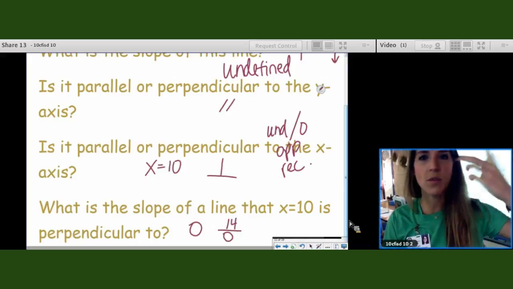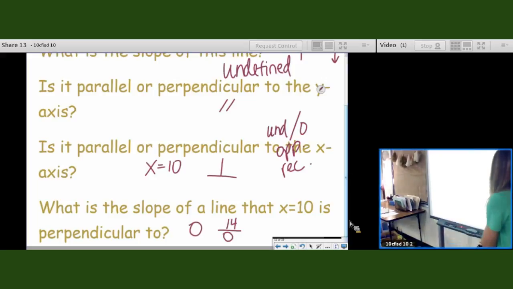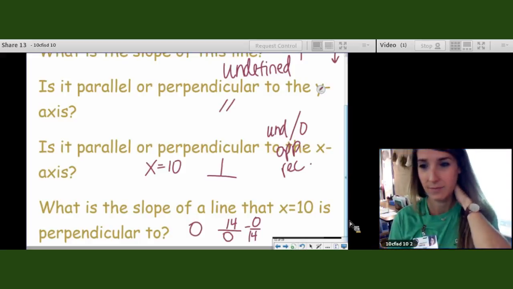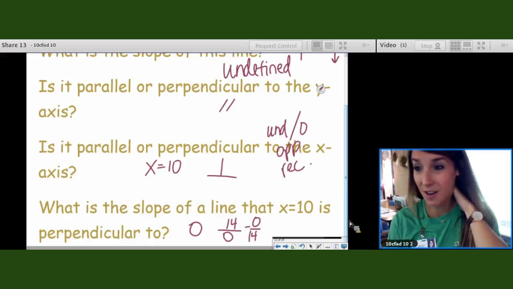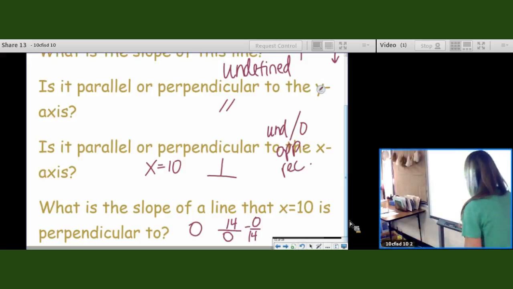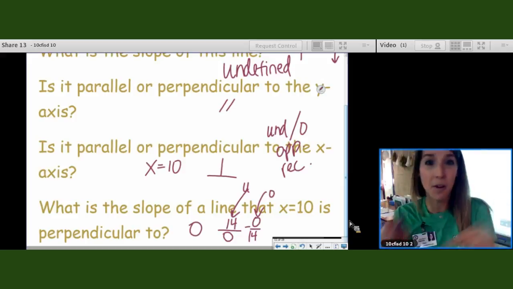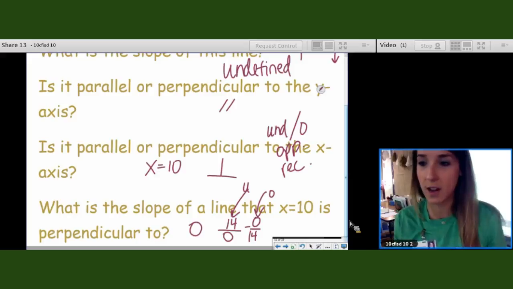But what if you write the opposite reciprocal of that? What is 0 divided by negative 14? 0 divided by anything is 0. So the slope of this guy is undefined. The slope of this guy is 0. So really you can find the reciprocal of it, and when you do the reciprocal, it actually works. So it's kind of cool.